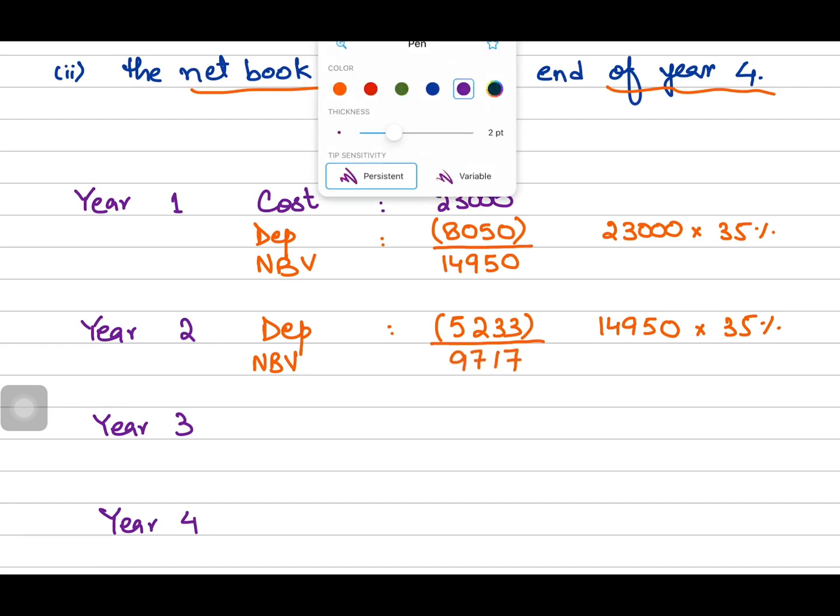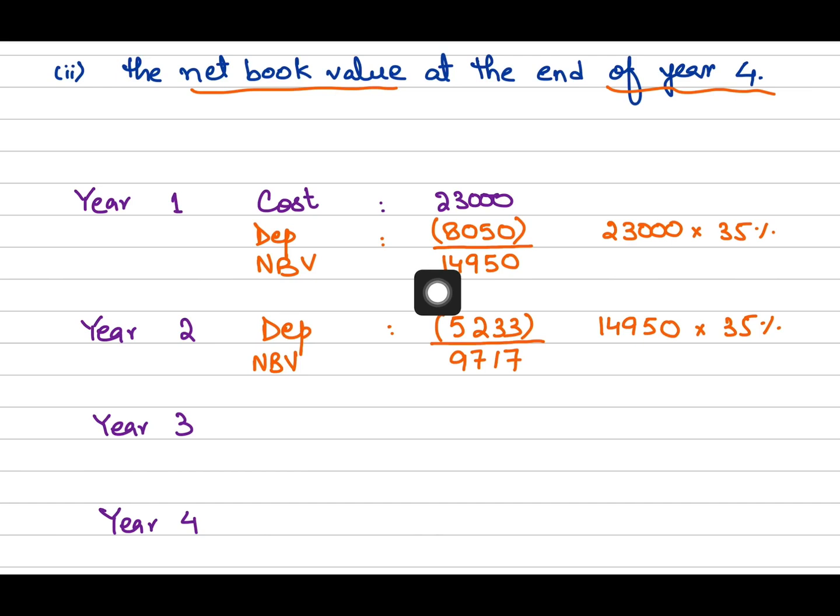9,717. Can you see over here that the net book value is 14,950 in year 1 and it is 9,717 in year 2. So, it is decreasing. Now, since the net book value is decreasing, you can also see that the depreciation expense is also decreasing, because year by year it is being applied on a lower value. In year 1 the depreciation expense was 8,050, in year 2 it is 5,233.